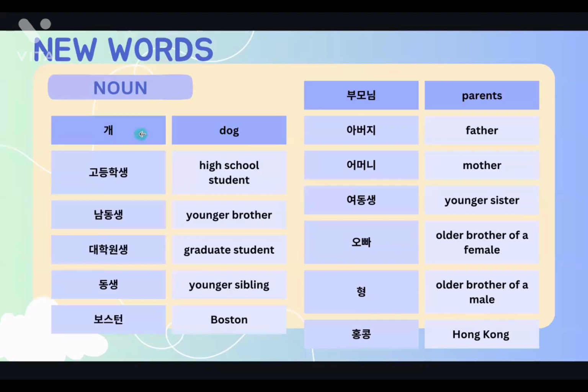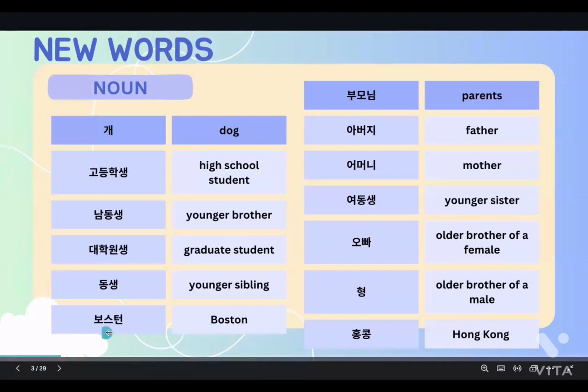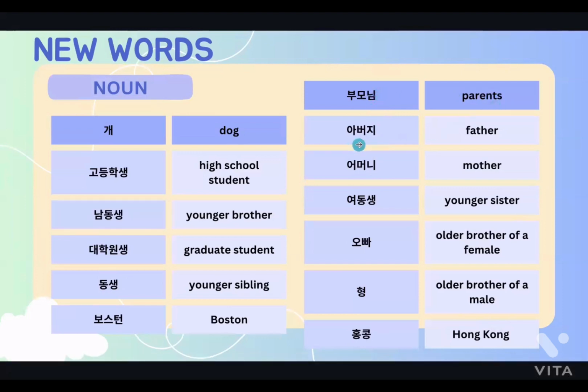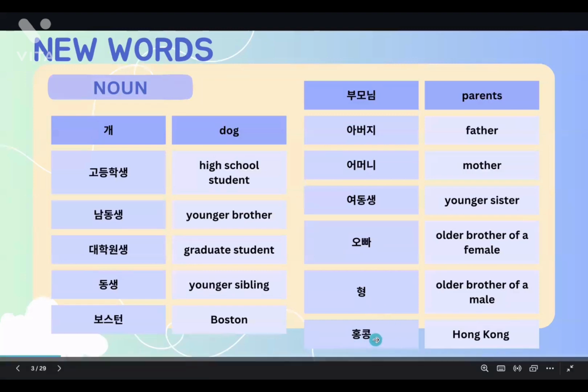개, dog. 고등학생, high school student. 남동생, younger brother. 대학원생, graduate student. 동생, younger sibling. 부모님, parents. 아버지, father. 어머니, mother. 여동생, younger sister. 오빠, older brother of a female. 형, older brother of a male.